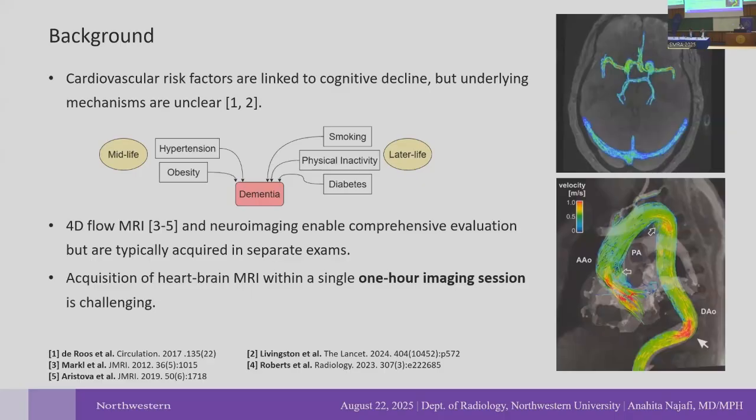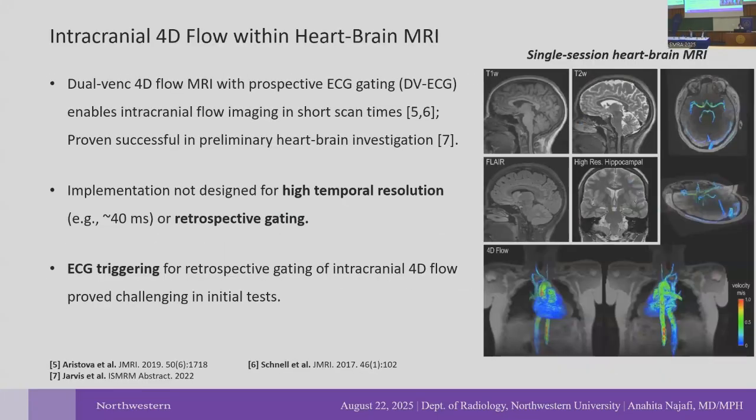Cardiovascular risk factors are linked to cognitive decline, but the underlying mechanisms are unclear. 4D flow MRI and neuroimaging enable a comprehensive evaluation of this association, but they're typically acquired in separate exams, and acquisition within a single 1-hour imaging session is quite challenging.